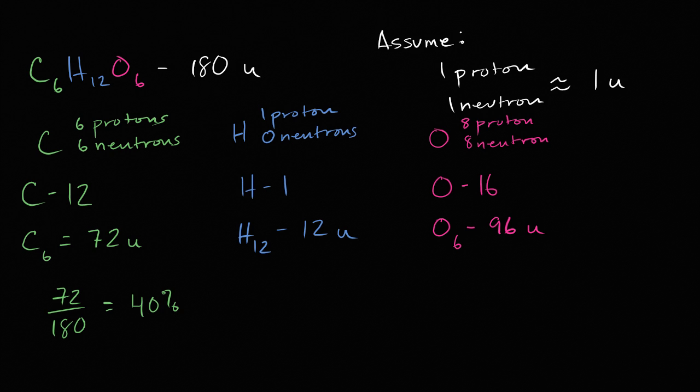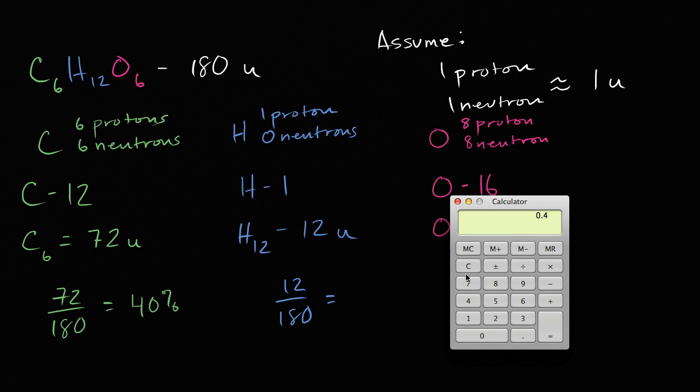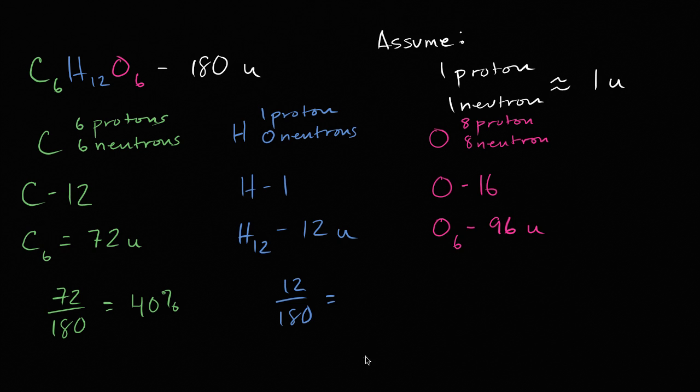Now, what about hydrogen? Well, we can do the exact same idea. 12 180ths, which is equal to, get my calculator out. So 12 divided by 180 gets us 0.066, and it just keeps repeating on and on forever. So this is equivalent to 6.7%. So I'll just say it's approximately 6.7%. And then the remainder as a percentage should be oxygen, but let's just verify that.